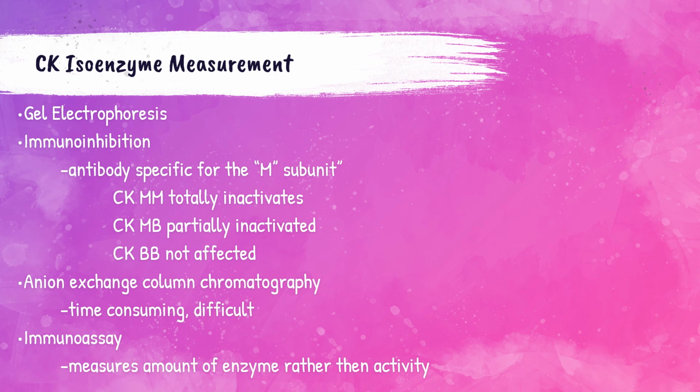So in this method, it uses an antibody that is specific for the M subunit. So this antibody binds the M subunit, making it inactivated. So all the CKMM isoenzyme is going to be totally inactivated because all it contains are those M subunits. CKMB is going to be partially inactivated because there's one M subunit and the other one is B. And then CKBB is not going to be affected at all by this immunoinhibition because it doesn't have an M subunit to be inactivated. Immunoassay methods can also be used for CK isoenzymes. So this measures the amount of enzyme present and not the activity of the enzyme.